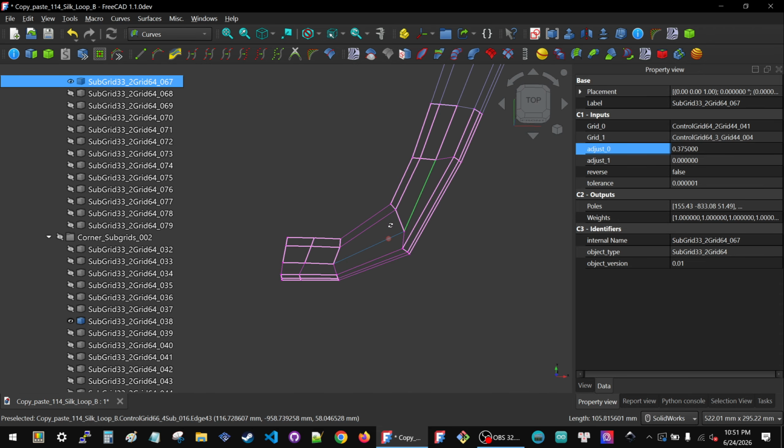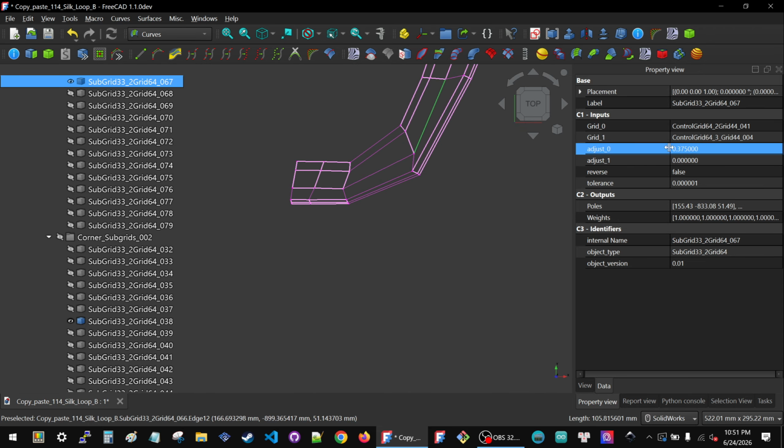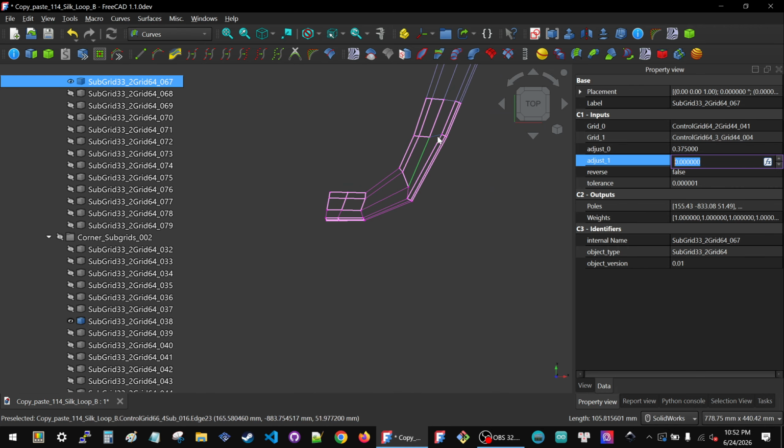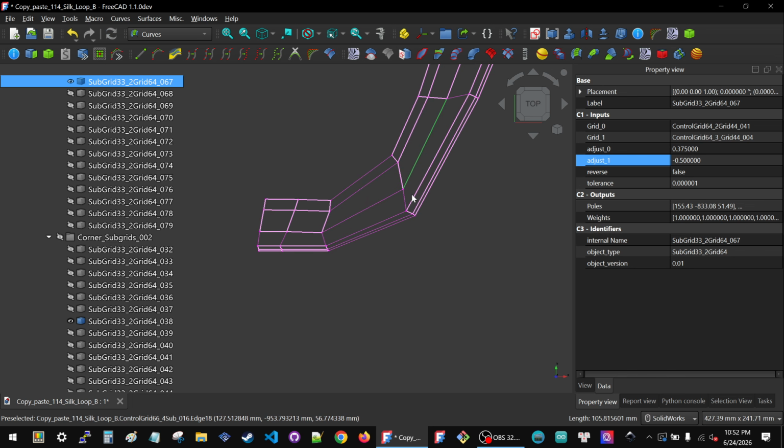Yeah, I really do want to do that. Now I want to take this value here and I want to do a negative, because I don't want to go in this direction. I want to back off actually. I'm going to do minus 0.5. So from the corner, I'm coming back this way. Okay, good. That's what I want.